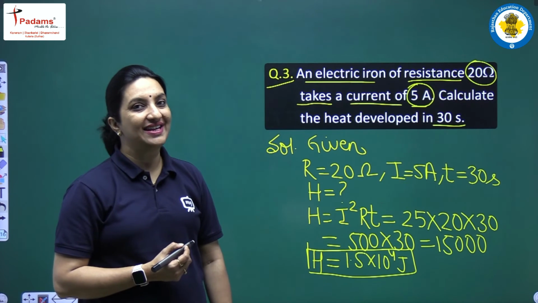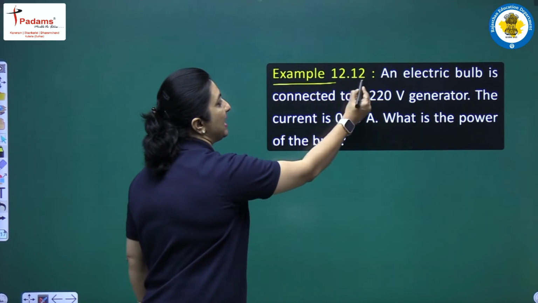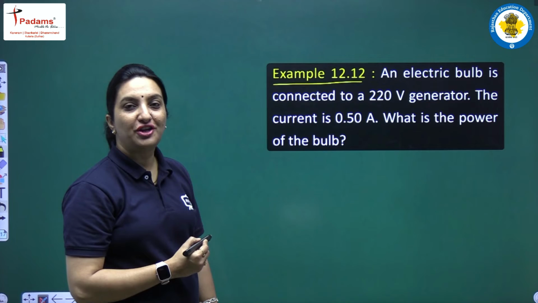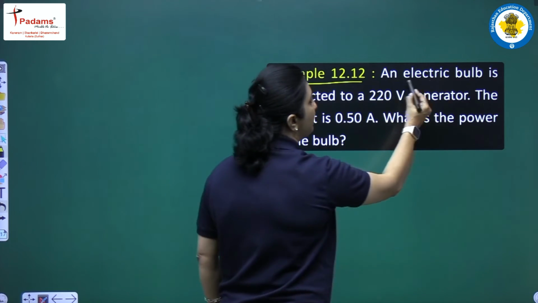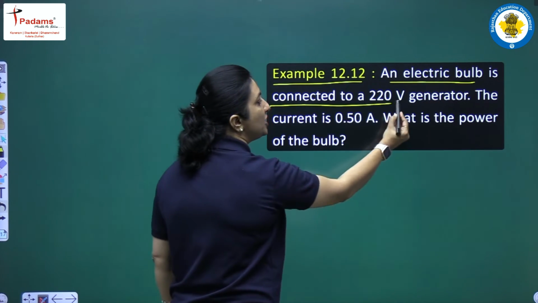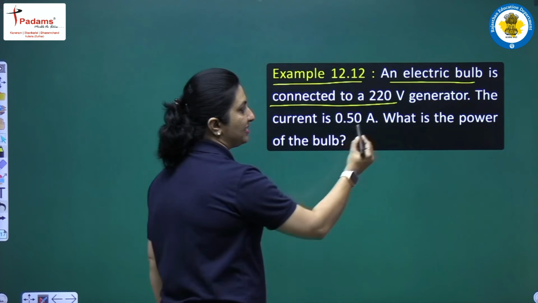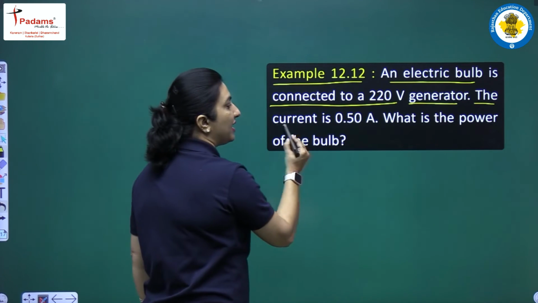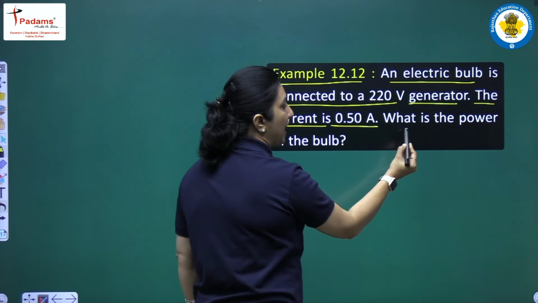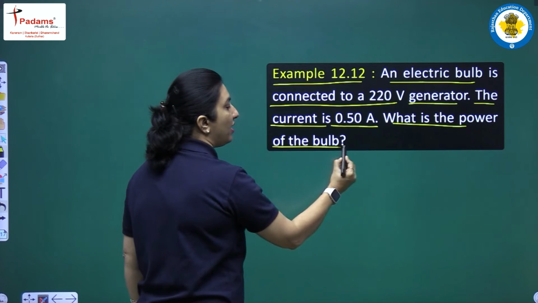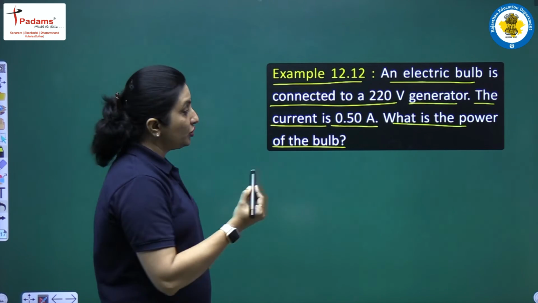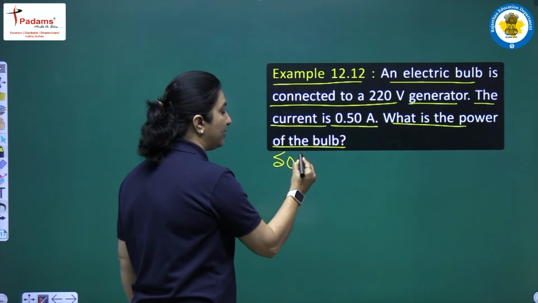Now let's see the next problem, which is example 12.12 in your textbook. An electric bulb is connected to a 220 volt generator. The current is 0.50 ampere. What is the power of the bulb? Now students, here what is given? We will write them first.